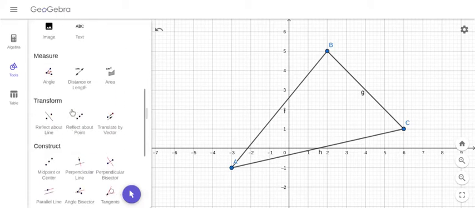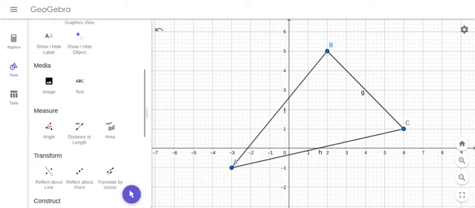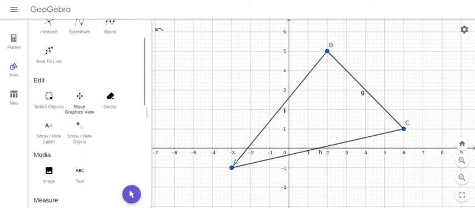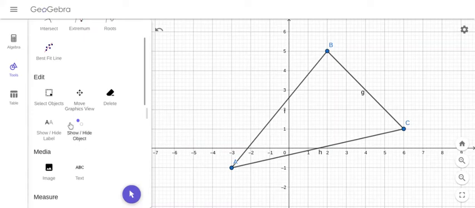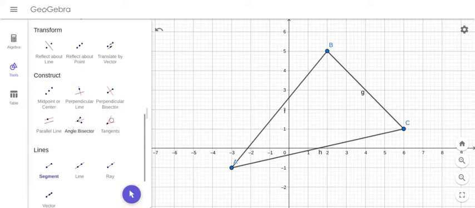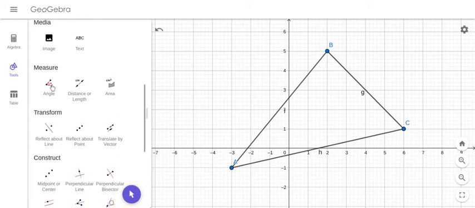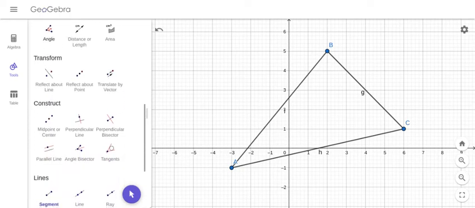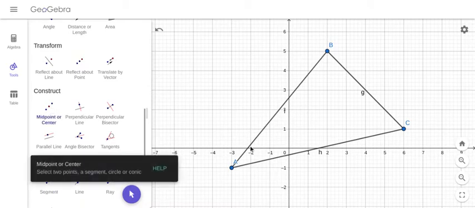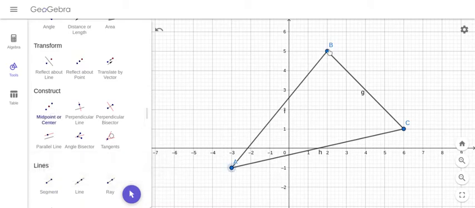But for that, I want to see if I can find the midpoint for all the sides so that I can have medians. For that, I need finding midline. Where did it go? Midpoint or center. Yeah. So I need to find midpoint for these two. There you go. Midpoint for these two and midpoint for these two.